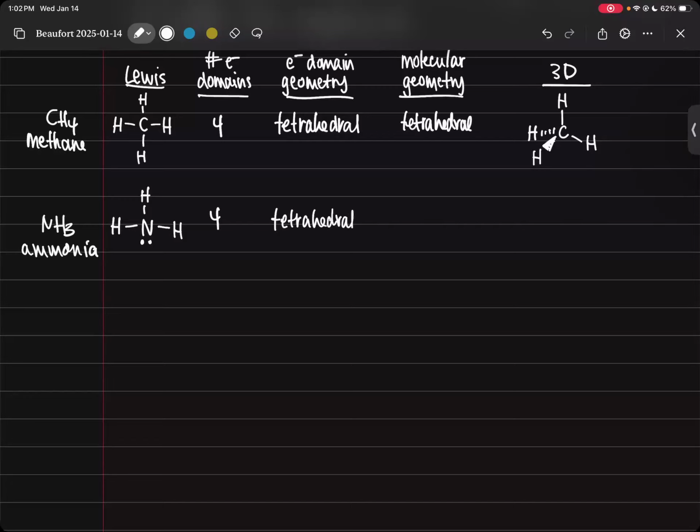And that's the case for the electron domain geometry, but the molecular geometry now is going to be different because we have lone pairs involved. So the molecular geometry is just the shape of the hydrogen atoms around the nitrogen. Not necessarily ignoring the lone pair, but taking into account the fact that the lone pair is not an atom. Do we know what the molecular geometry is for ammonia? Trigonal pyramidal.